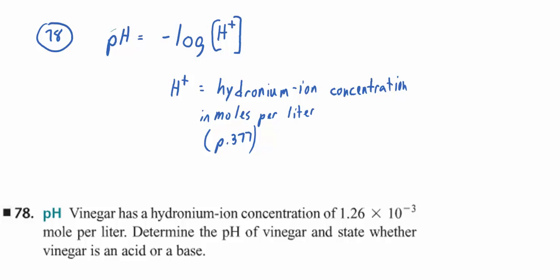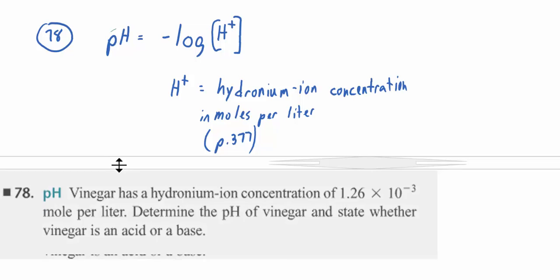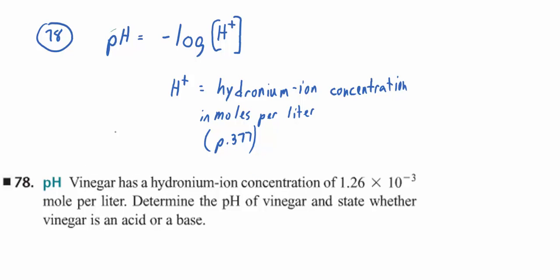So basically, this is a plug and chug formula, right? So what are they giving us, pH or H+? H+. So we're going to just plug in H+ into that formula, negative log H+. And that's all it breaks down to. So the pH is going to be equal to negative log 1.26 times 10 to the negative 3.